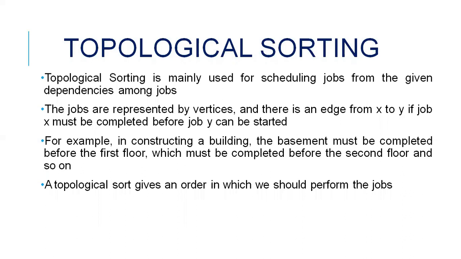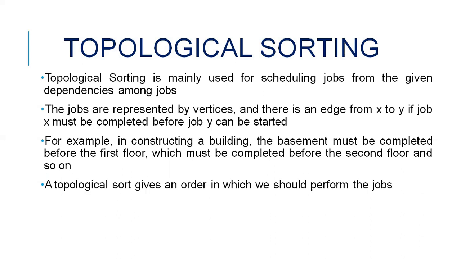Actually, we have to perform the various jobs based on priority, right? So job A may be completed first, then we go for job B, then job C. Here, the jobs are represented by vertices. In the graph representation, the jobs are vertices, and there is an edge from job X to Y if job X must be completed before job Y can be started.